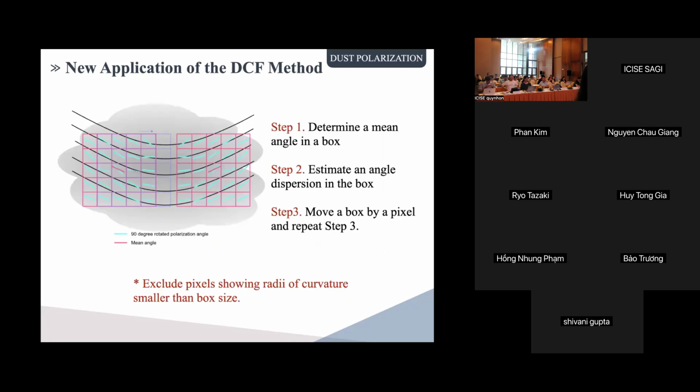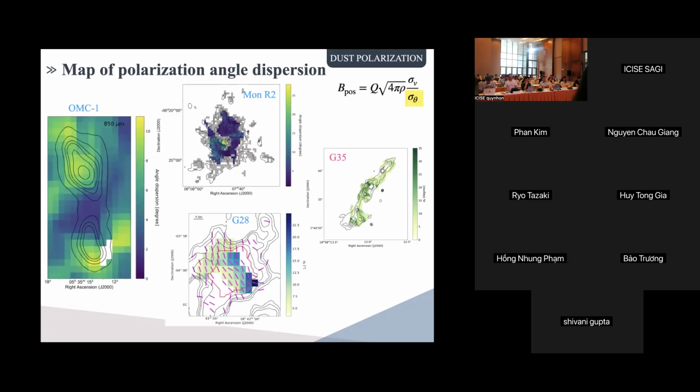So it looks like this: in one pixel we go through the boxes and calculate the mean angle, then move the boxes, calculate the mean angles, calculate the angle differences, and estimate the dispersion within the box. And the main point is we don't use the pixels showing radial curvature smaller than the box size. So this is the result of the angle dispersion obtained by that method. This is OMC1, Monoceros R2, G28, G35.